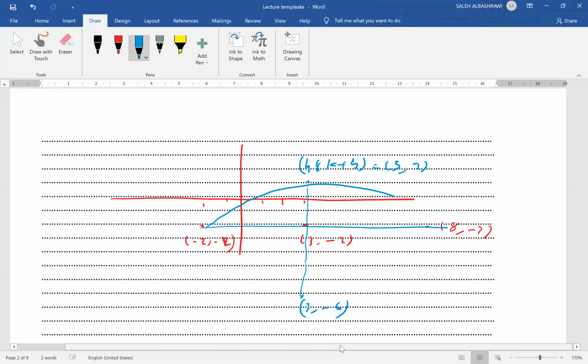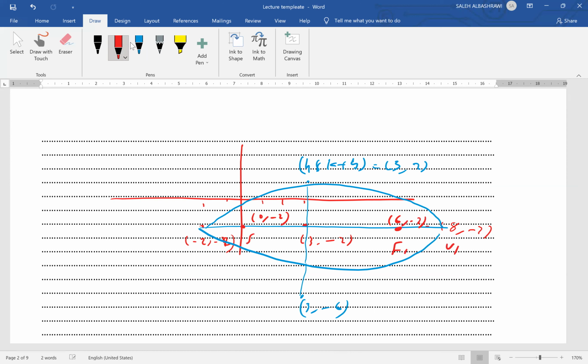So the ellipse will be like this. And the focus point will be there. We have 1 there, and it was 0 and minus 2, and 6 and minus 2. So this is V1, F1, this is the center, this is F2, and V2.